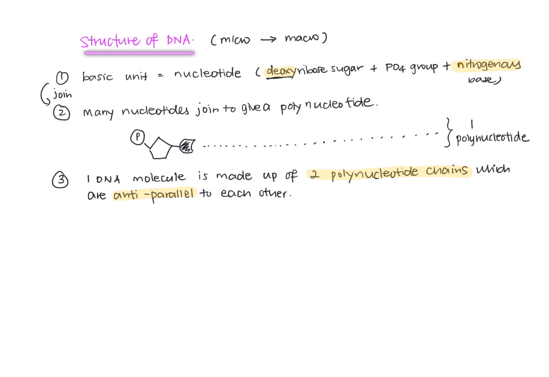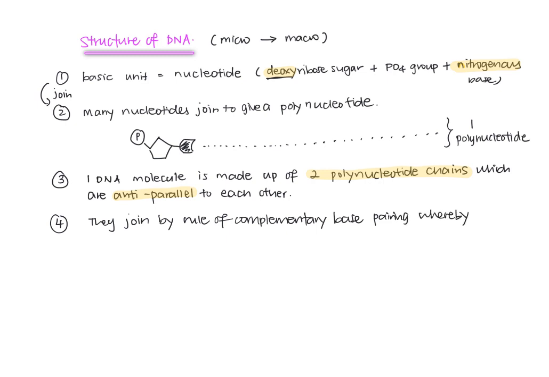Then you need to ask yourself how they join. You must say they join by what? The rule of complementary base pairing. Whereby, then you must state the rule, don't stop there. Whereby A binds to T, C binds to G. Then complete already. So the important thing to remember here is the rule of complementary base pairing.